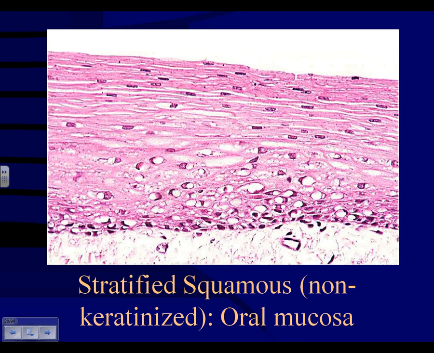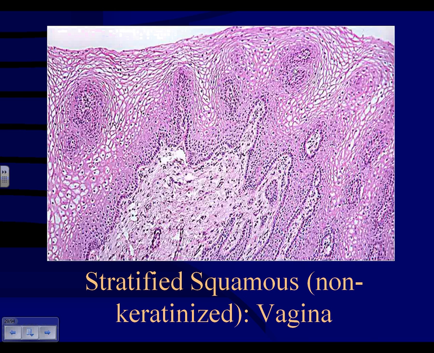So the oral mucosa is non-keratinized, which means that you have no keratin layer. We'll show an example of that in just a second. There are nuclei going all the way to the top. Here they mature. This could also be the vagina. It looks the same, so it has no keratin layer. This is what oral mucosa looks like. The vagina looks identical. You would not be able to tell the difference.